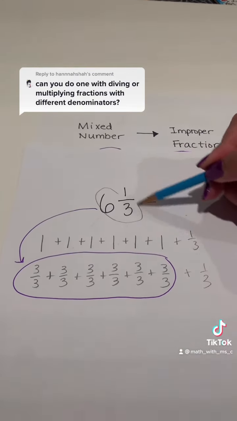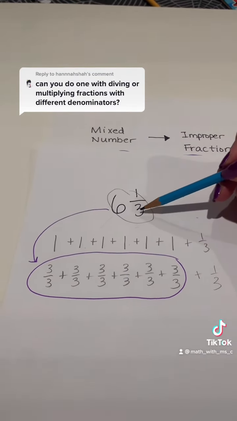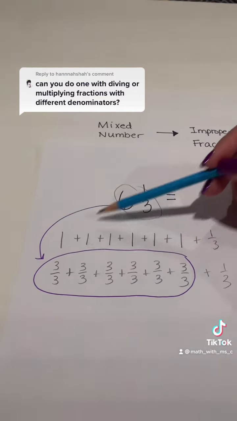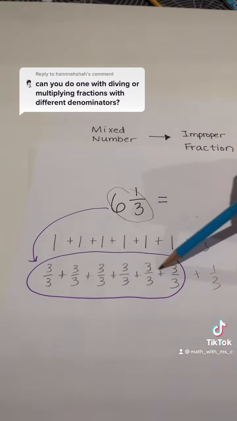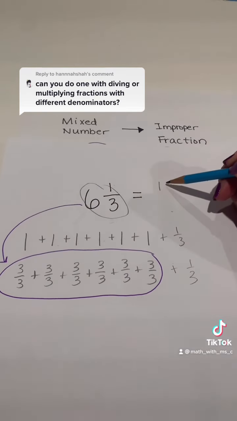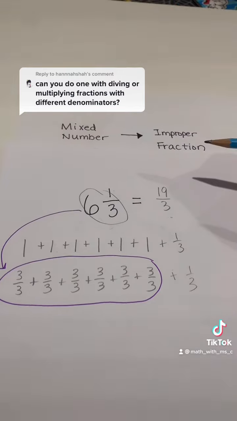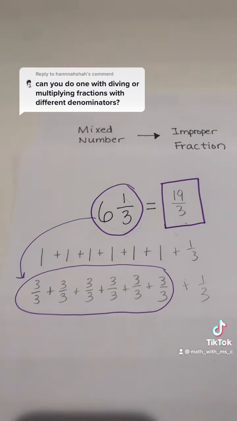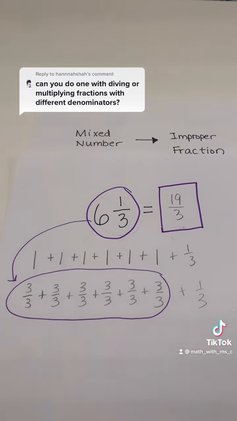That's why you can multiply 6 times 3. The 6 represents how many 3/3 there'll be: 1, 2, 3, 4, 5, 6. So you could do 6 times 3 to get 18, plus 1, that's why you add the numerator, to get 19 over 3. And that's another example of changing a mixed number into an improper fraction. So now we're ready to multiply with fractions.